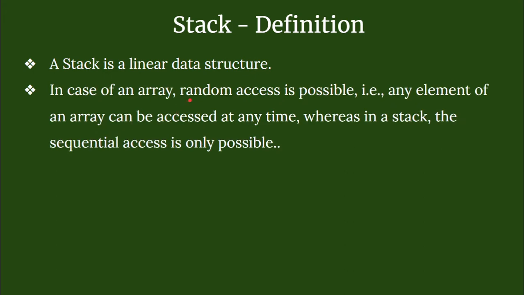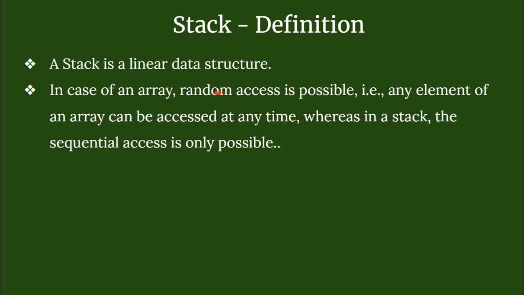In the case of an array, random access is possible, that is, any element of an array can be accessed at any time. Whereas in a stack, only sequential access is possible. Sequential access means, suppose you want to take the fifth element, you have to follow in sequence the first, second, third, fourth, and then access the fifth element. But in the case of an array, random access is possible.